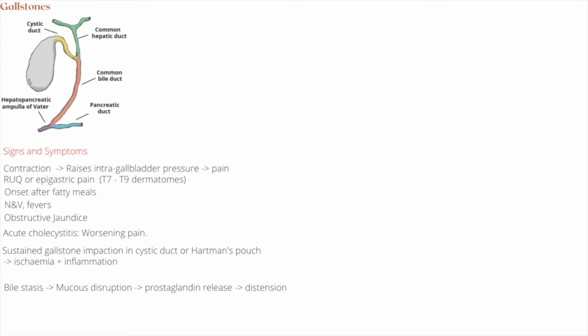So as we have established that gallstone is blocking bile flow, bile stasis causes mucosal disruption and subsequent prostaglandin release. Prostaglandins cause distension, and this is coupled with poor blood flow to the area, resulting in ischemia, because you're essentially having less blood flow supplying a wider area due to the distension. And this is especially important to keep in mind when we come back to talk about complications later.